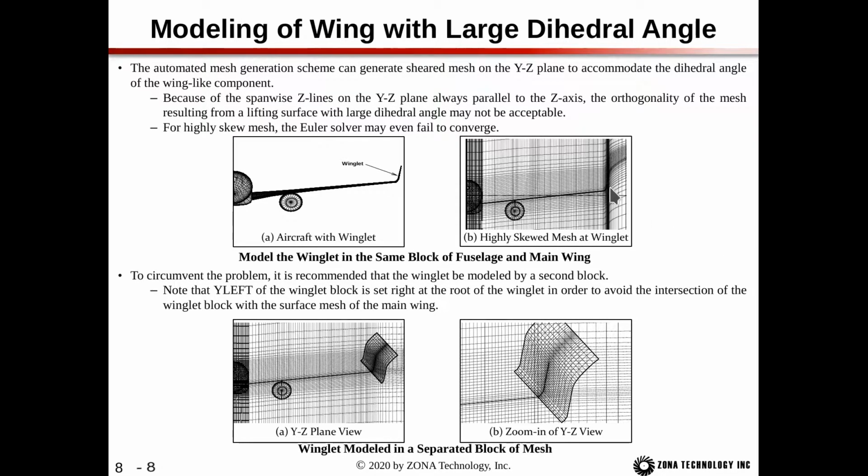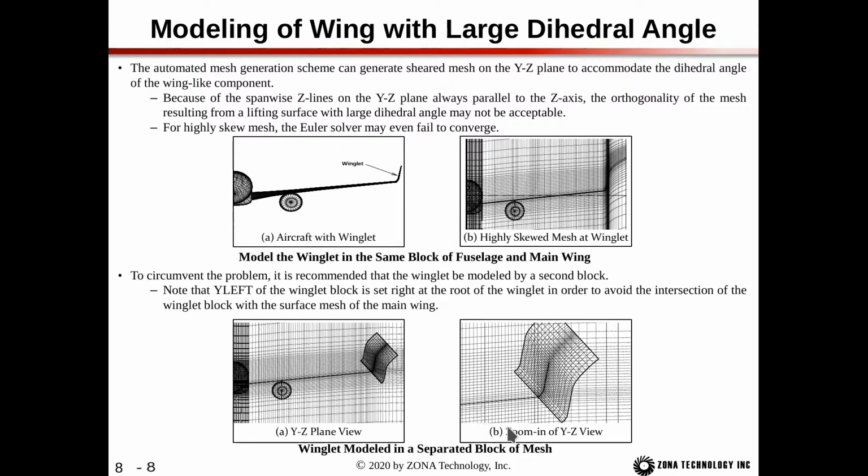So these boxes in here are very highly skewed. For a highly skewed mesh, the Euler solver may fail to converge. So this is a poor mesh because we have highly skewed boxes here in this region. To circumvent this problem, it's recommended that the winglet be modeled by a second block. Note here that Y left of the winglet block, which is right here, is set at the root of the winglet in order to avoid the intersection of the winglet block with the surface mesh of the main wing.